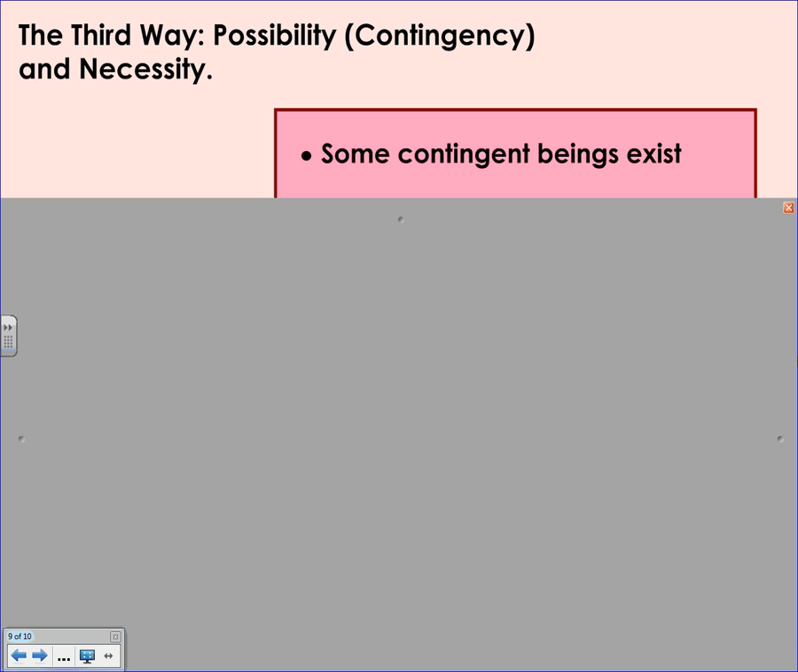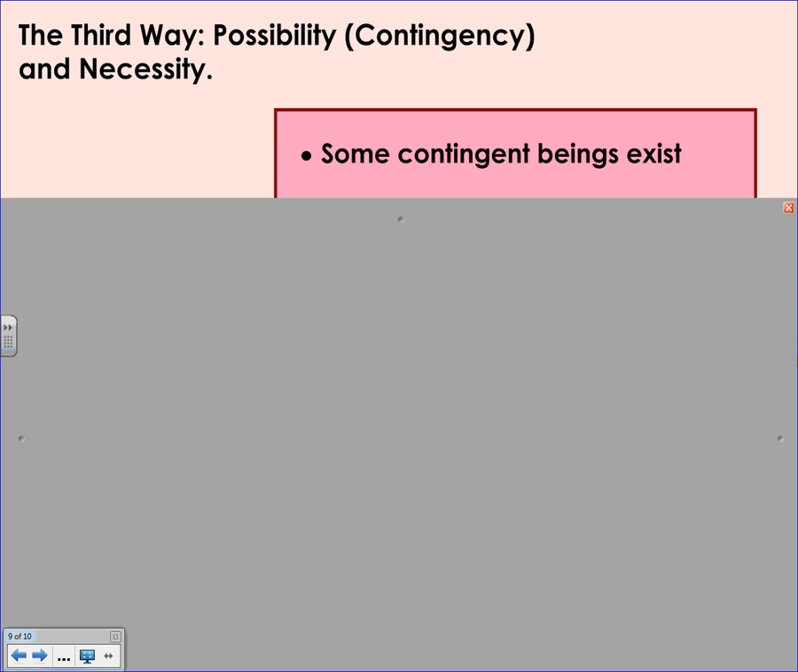Now, he begins from the point of noticing that the world consists of contingent items. So we can notice that some contingent beings exist, and in fact the world or universe or cosmos consists of contingent things. Now, contingent things here can best be defined as items which are dependent on other things for their existence. Something that needs something else in order to exist.